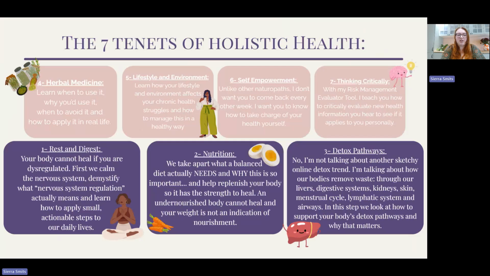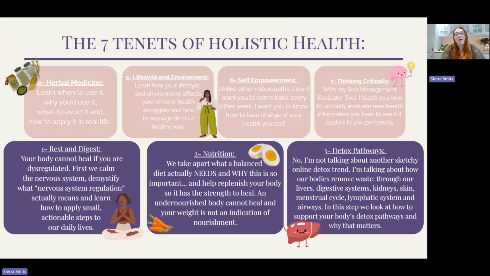Number 2 is nutrition. We take apart what a balanced diet actually needs and why this is so important, and then help replenish your body so it has the strength to heal. An undernourished body cannot heal, and also your weight is not an indication of nourishment. You can be overweight and be undernourished. You can be underweight and absolutely overloading your digestive system with too many nutrients.